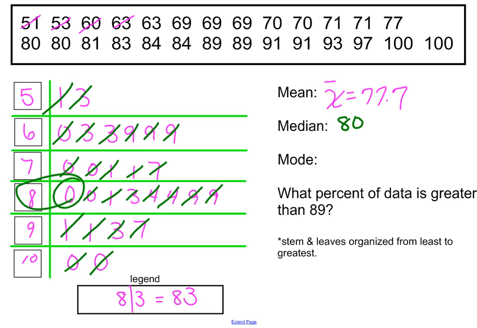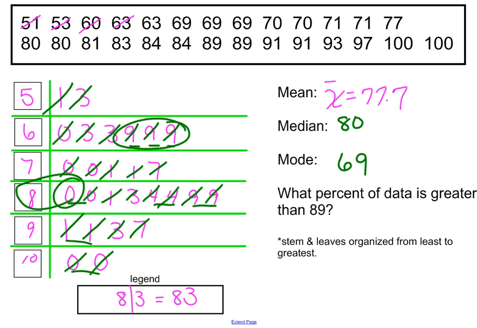Mode. Well, which one occurs the most? I'm looking at 69. That occurs 3 times. Any others bigger? The 70s occur twice, the 71s twice, and so on. Looks like this threesome occurs the most. So the mode occurs at 69.